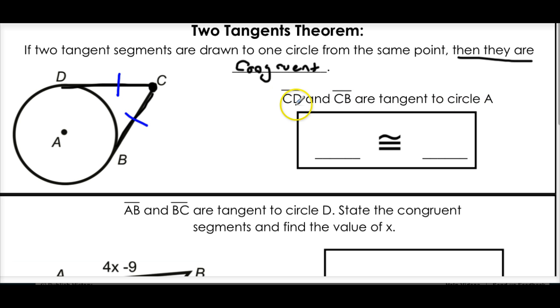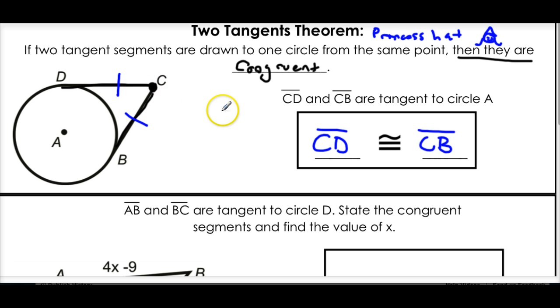It's just asking us the same thing here. CD and CB are tangent to circle A, and they meet at point C. So I know CD is congruent to CB. That's the second theorem, the two tangents theorem. I also call this the princess hat theorem. Why do I call it the princess hat theorem? Because it looks like a princess with a hat on. And look how happy she is. Look at that little princess hat. So the two tangents theorem or the princess hat theorem, whatever you prefer, just states that if two tangents are drawn from the same point, then the two tangents are congruent to each other. So if this was 10, this is also 10.